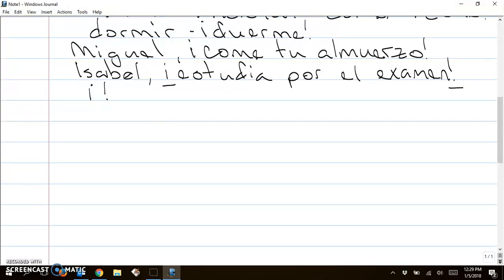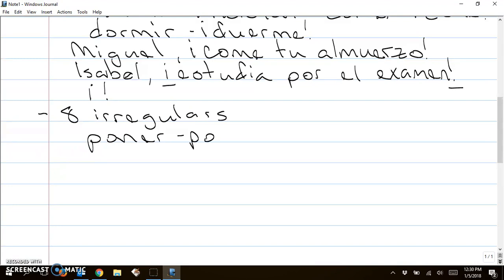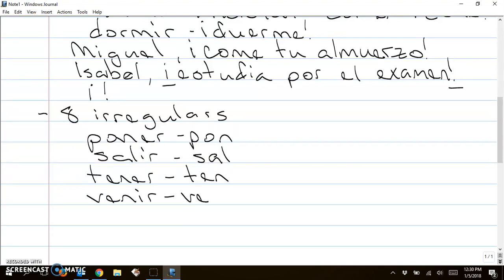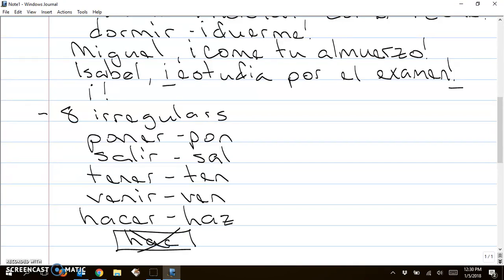Now, we also have 8 irregulars here. So, we have poner, pon, salir, sal, tener, ten, venir, ven, and hacer, haz. We slip in the Z because if you leave the C, you end up with ac, and Spanish says no.